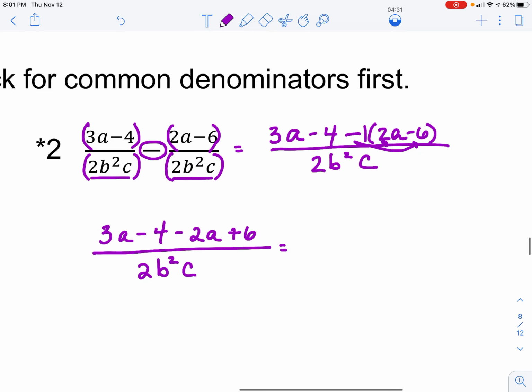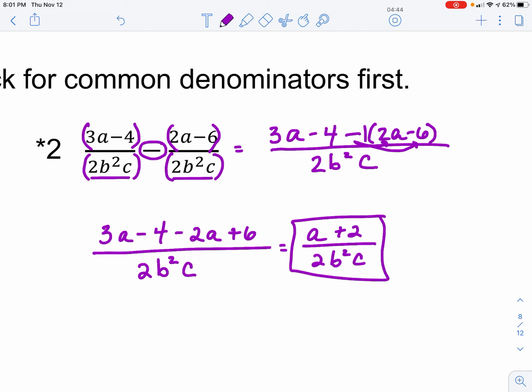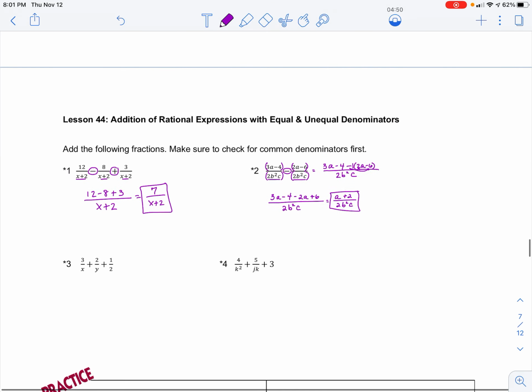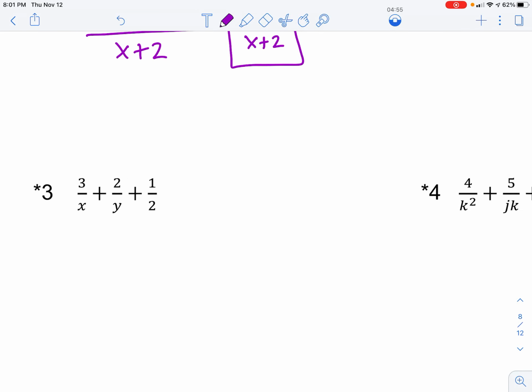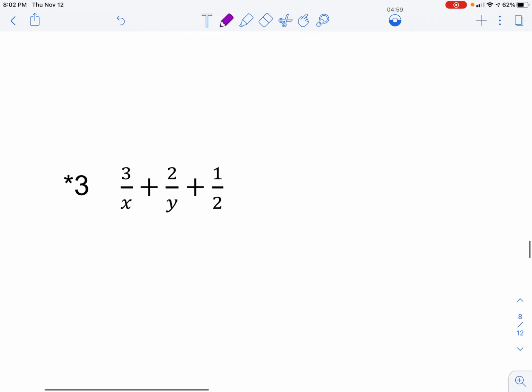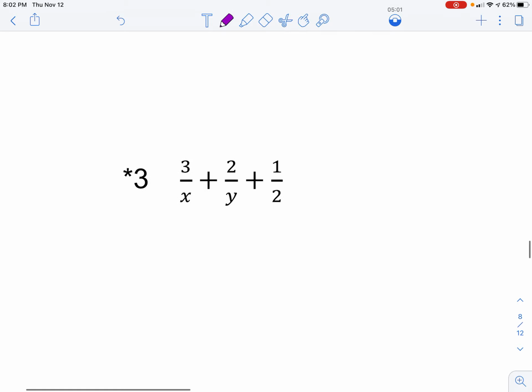Okay, now I can combine my like terms. I have 3a minus 2a, which is a, and I have negative 4 plus 6, which is a positive 2 all over 2b squared c. And that's the answer to the second problem. But now let's go down here because I've got some problems here that have different denominators, and they're not numbers, they're variables. So now we have to look at this and think, well, what is the lowest common denominator here?